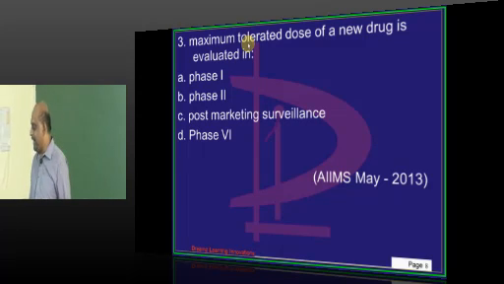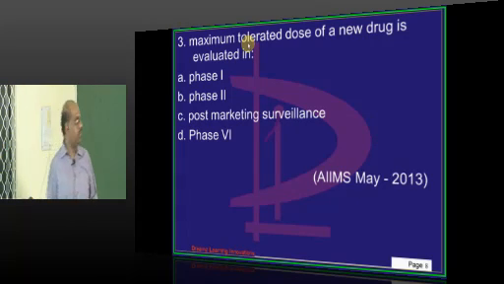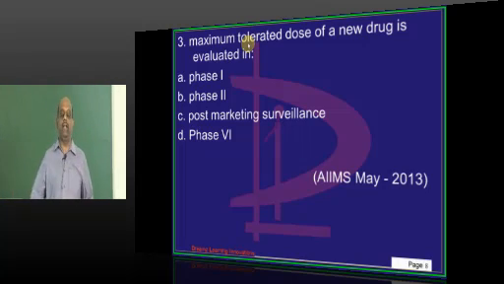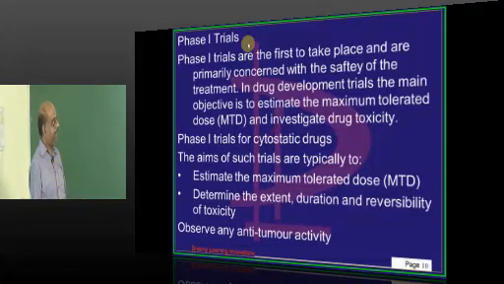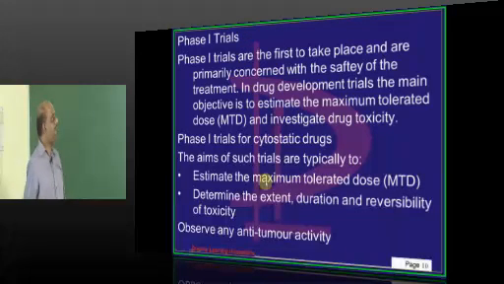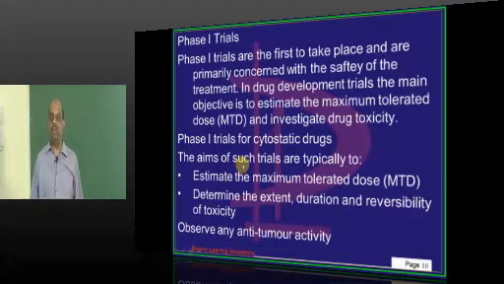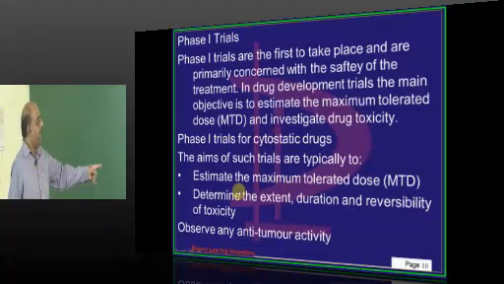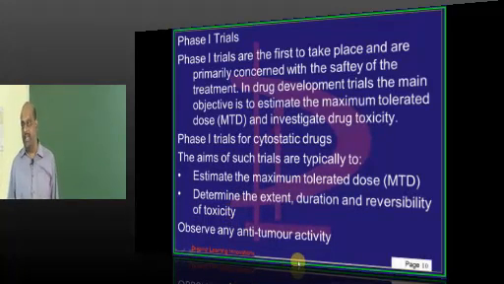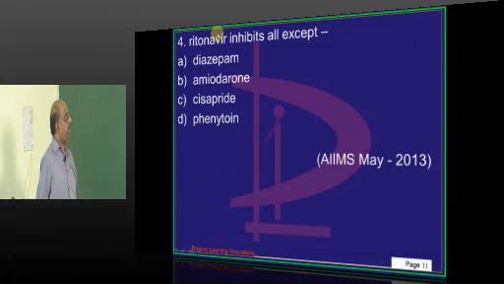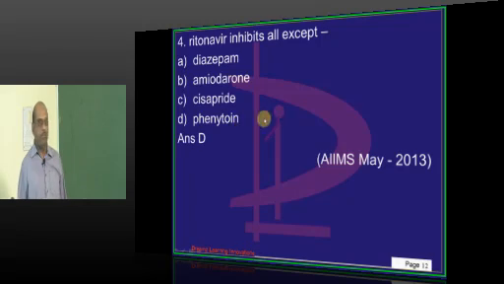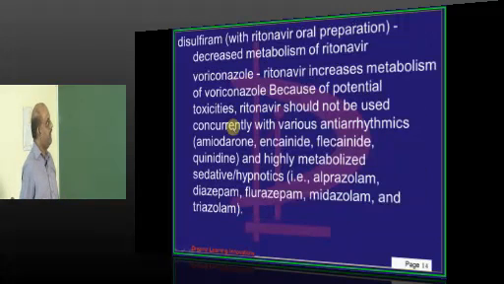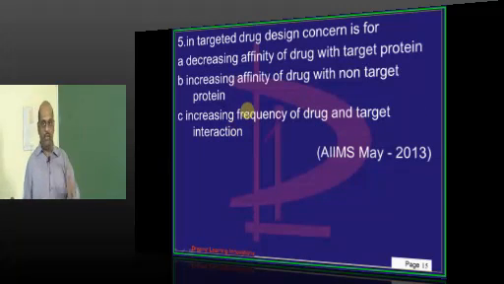Which type of trial do you want to do to know the maximum tolerated dose? Typically we do the phase 1 trial for that purpose, to discover MTD, which is the maximum tolerable dose. Phase 1 trial. And the extent, duration, and reversibility of the toxicity are also assessed in the phase 1 trial basically. Ritonavir inhibits diazepam, amiodarone, cisapride, all the three, but not phenytoin. I leave all this quickly in the literature given to you.